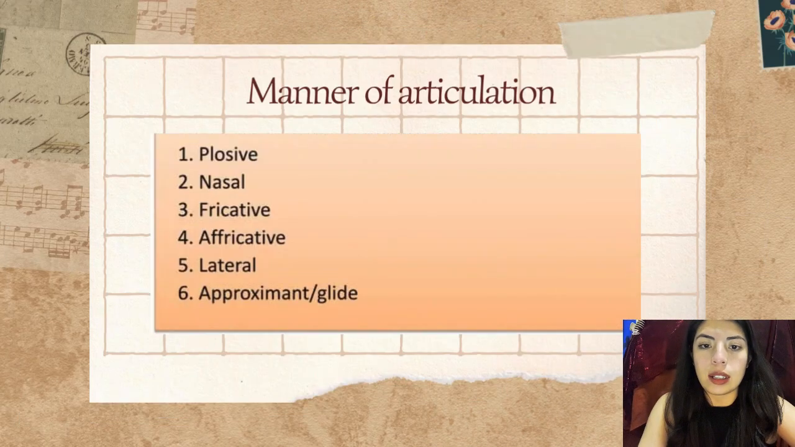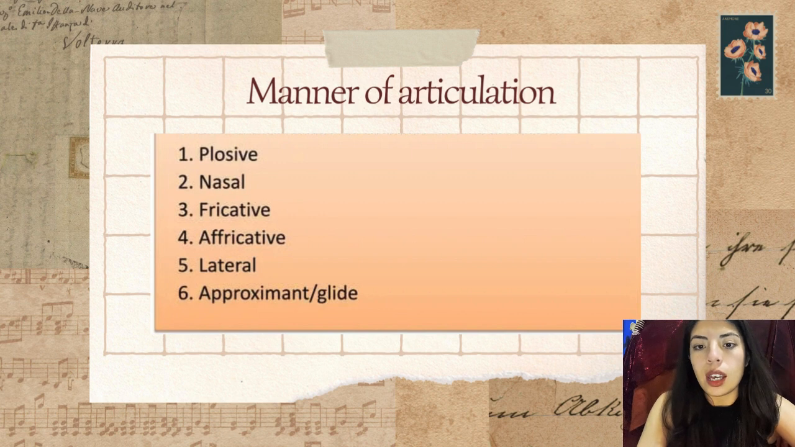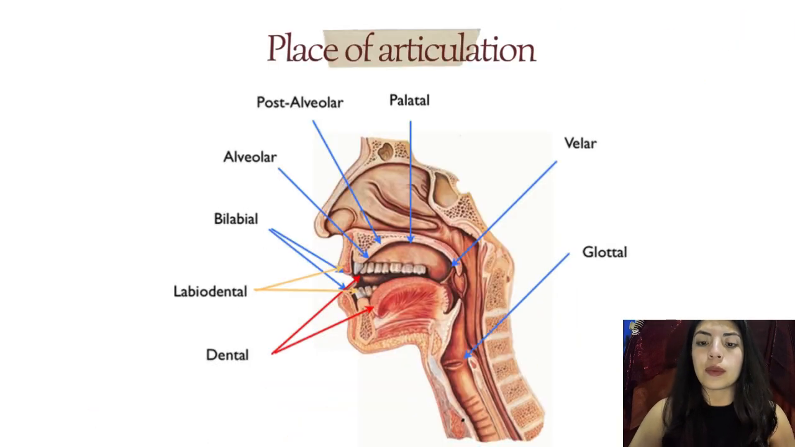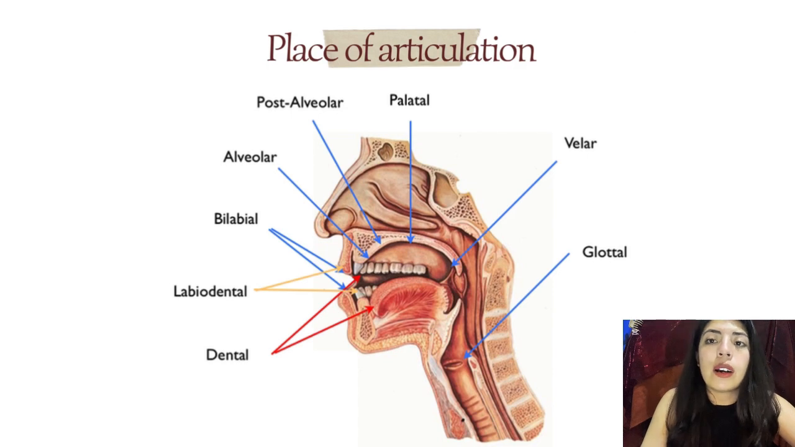Another feature is the manner of articulation, that is the type of closure or narrowing at the point of the articulation. There are 6 kinds of manner of articulation that are plosive, nasal, fricative, affricate, lateral, and approximant. Finally, the place of articulation is where the major constriction of the vocal passage occurs. In this case, we have dental, labiodental, bilabial, alveolar, postalveolar, palatal, velar, and glottal.